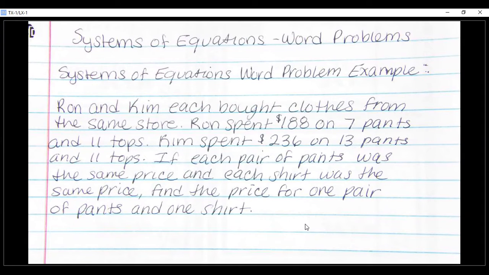Hey everyone! Today we're going to be looking at systems of equations through word problems.